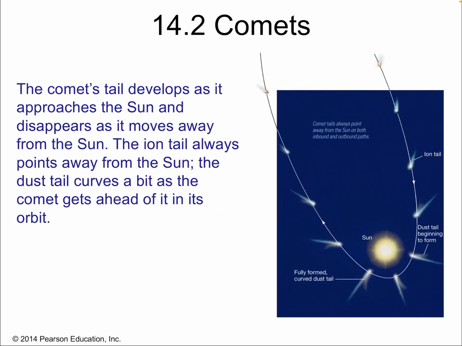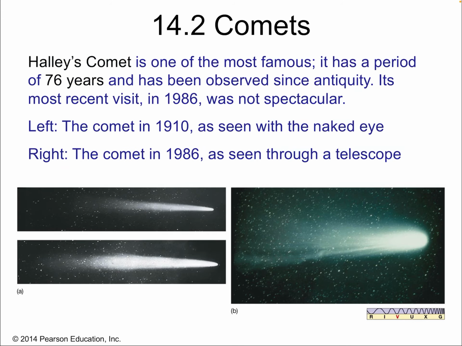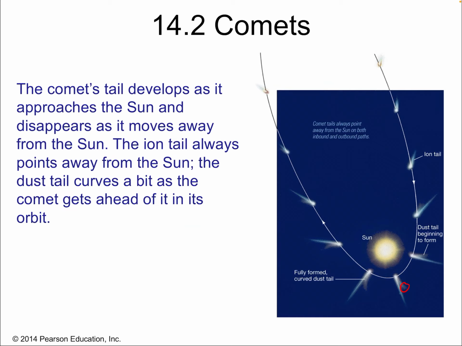Okay? All right. So the comet's tail develops as it approaches the sun and disappears as it moves away. So comets spend most of their time without tails because they're so hard frozen that there's no gas to create the tails. Right? All that gas returns to a solid state or a liquid state at the very least. Okay? So the ion tail always points away from the sun. The dust tail curves a bit as the comet gets ahead in its orbit. Okay? So you can see, right, that the dust tail definitely has a shape that points away from the sun, but has that curve due to inertia.